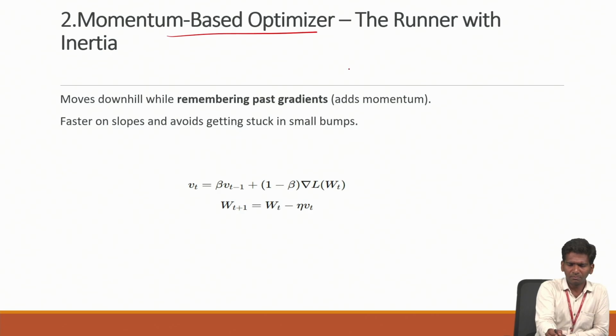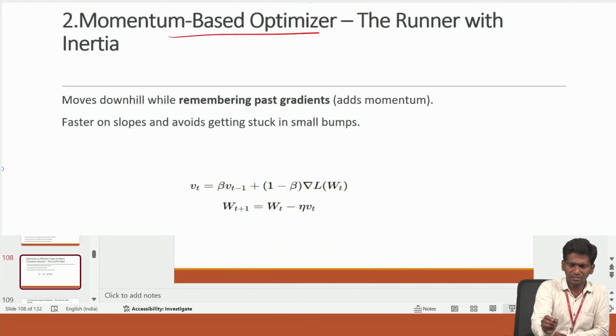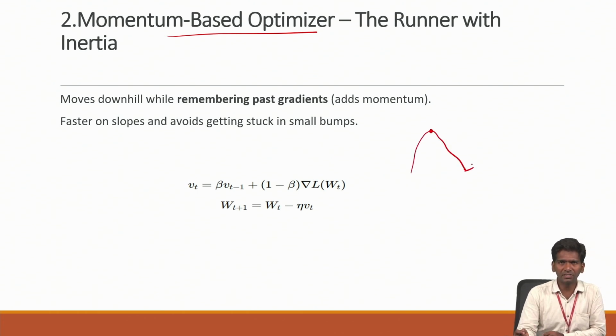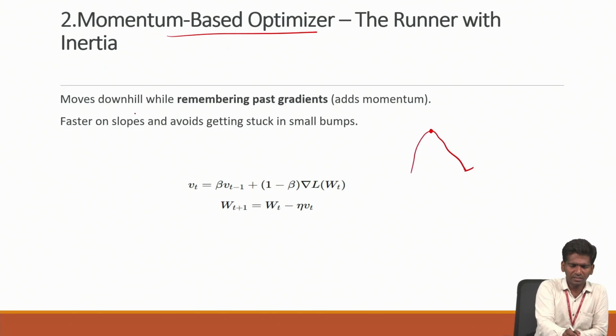Okay, the momentum based optimizer is the runner with inertia. Okay, with some inertia, with some speed. Inertia in the sense with some speed. If I will run rather than walk, then how would I reach my destination of reaching from top to hill? I will be reaching somewhat faster than gradient descent, right? Yes, exactly the same. So in momentum based optimizer, we'll move downhill while remembering the past gradients.